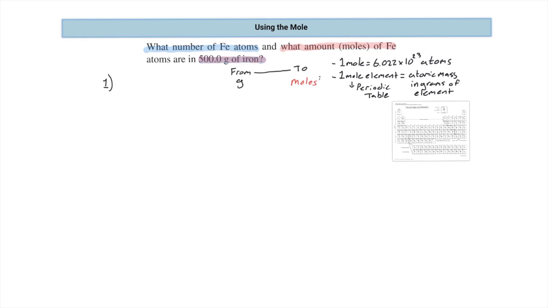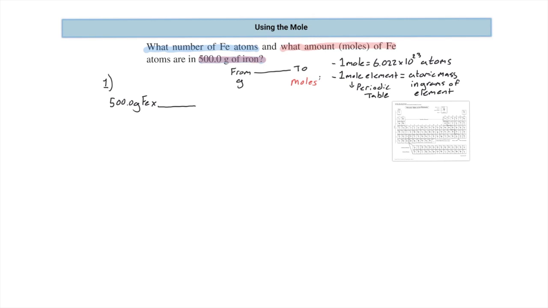So let's set up our problem. If we're converting from grams, we have our number there, 500.0 grams. Now, one thing that we want to get used to and we want to start doing right away is to always write out every single unit of measurement. It's going to become very important in the future. I promise you. You will thank me later. So 500 grams of iron. And we always multiply it by a conversion factor.